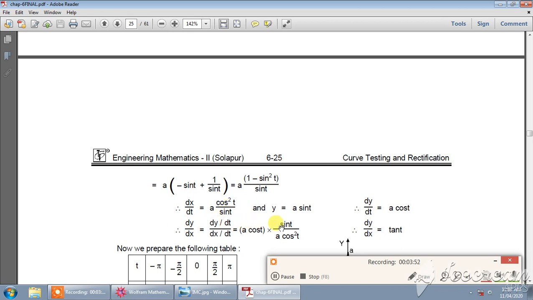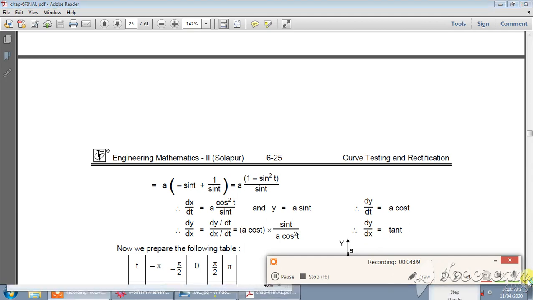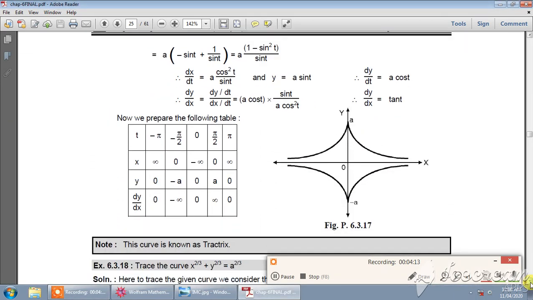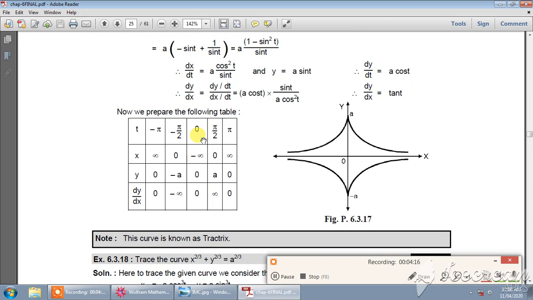The value of dy by dt is simply, from a sin t, the derivative a cos t. So take the ratio, a cos t will get cancelled. What remains is sin t divided by cos t, that is equal to tan t. So even though we have lots of complications, the value of dy by dx is very precise, and that is tan t. Now make a table of values of t, x, y, and dy by dx, for t varying from 0 to 2 pi.